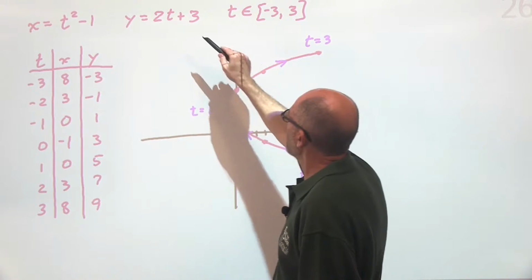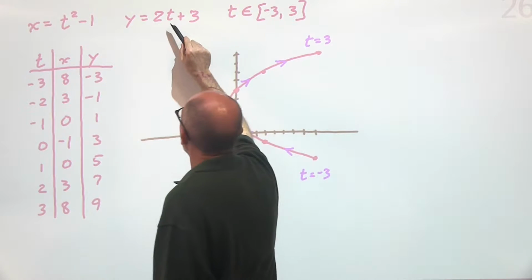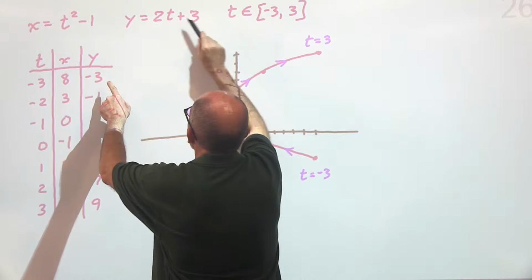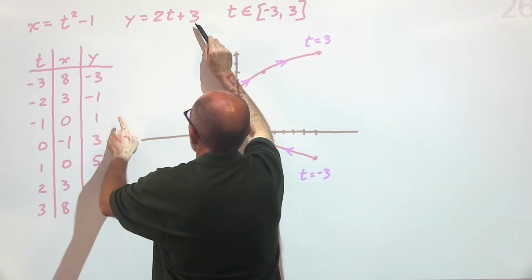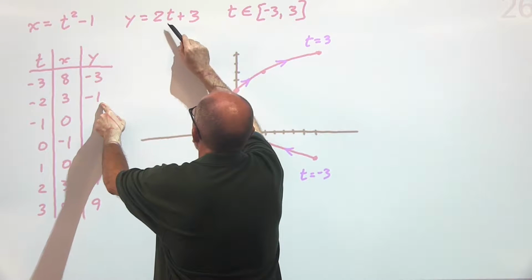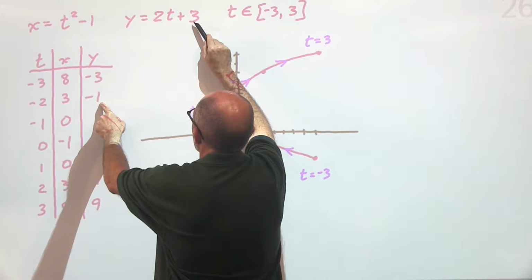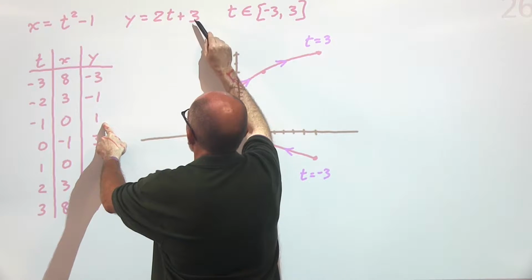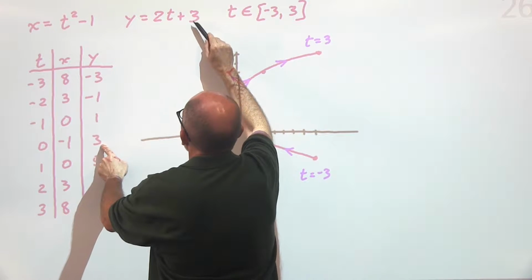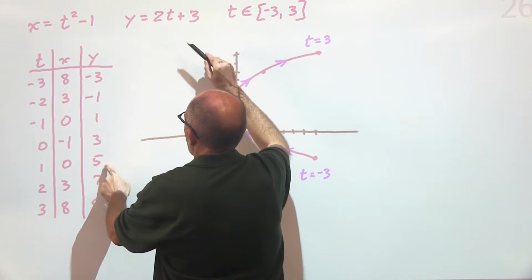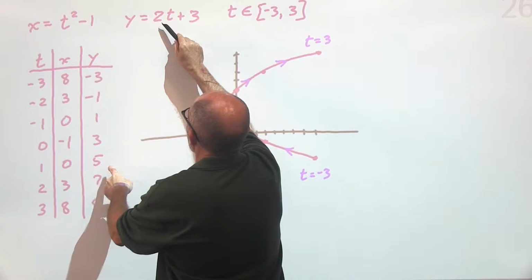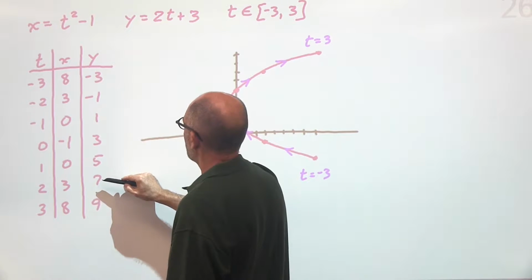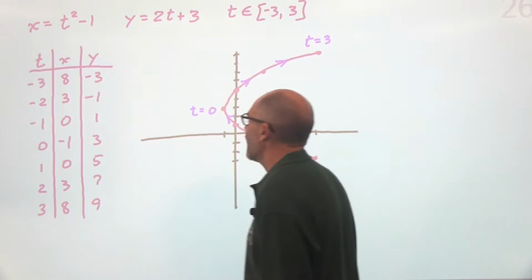Then I do the same thing with y. When t is -3, y is -6 plus 3, which is -3. When t is -2, I have -4 plus 3, which is -1. When t is -1, I have -2 plus 3, which is 1. When t is 0, I have 0 plus 3, which is 3. t is 1, I have 2 plus 3, which is 5. t is 2, y is 7. t is 3, y is 9.